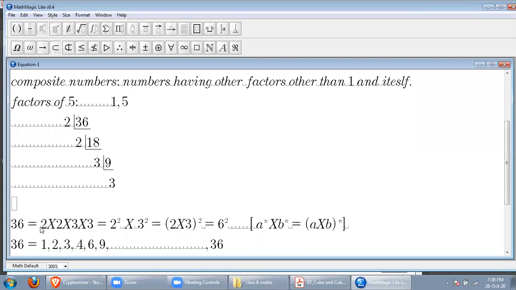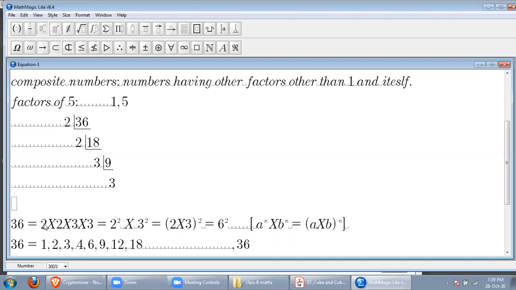Then go for combinations of three numbers. 2 times 2 is 4, 4 times 3 is 12. So this is 12. Now 2 times 2 is 4, and with the other 3 it is the same, 12, so we ignore it. Now go for this 2 and 3, combination with two 3s and one 2. It will give 18.